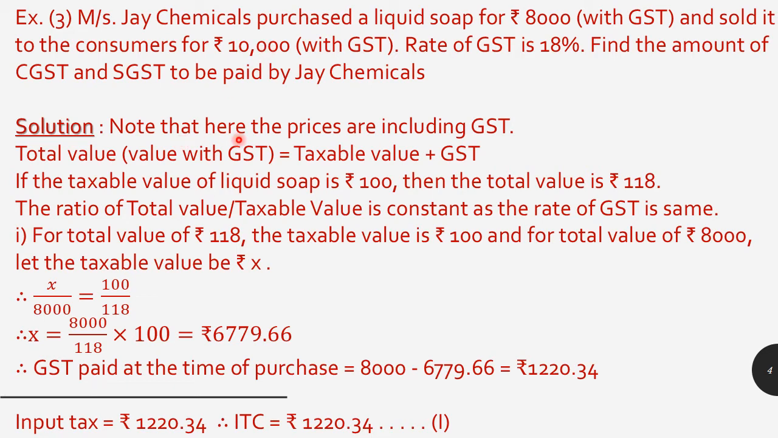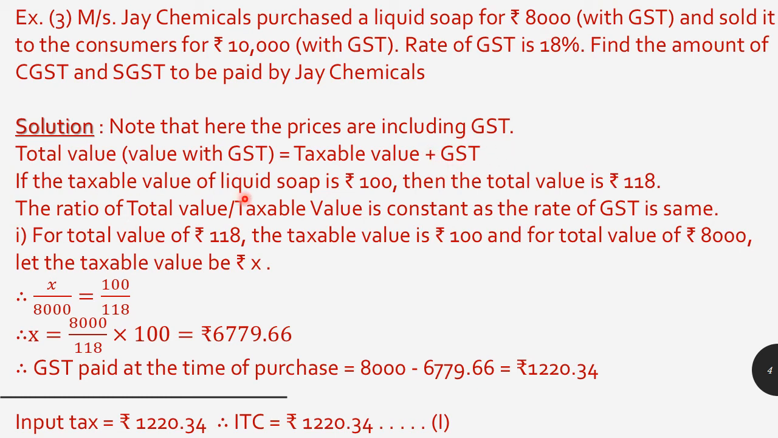Now note that here the prices are including GST. That is, total value with GST is equal to taxable value plus GST. So in taxable value, when you add GST, then we can call it value with GST or total value. Here they have given the total values wherein the GST is already added. Now you need to find what this GST amount is.